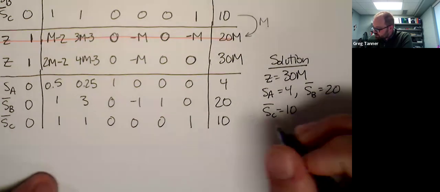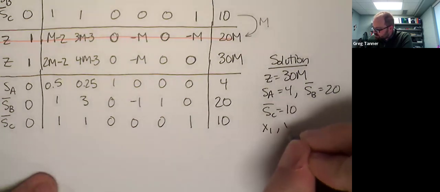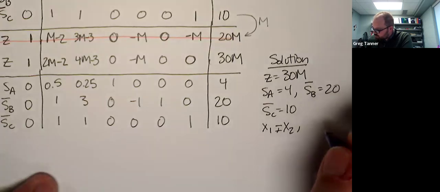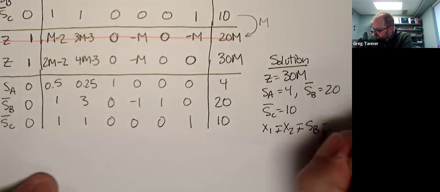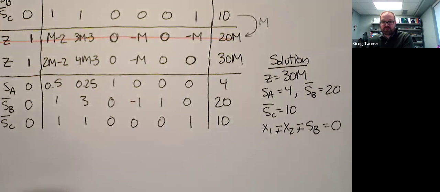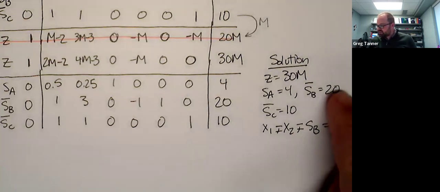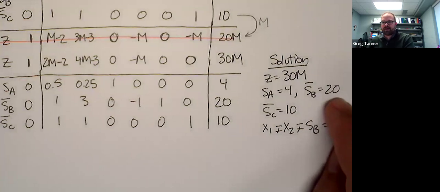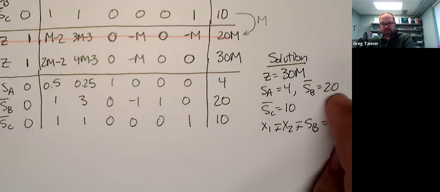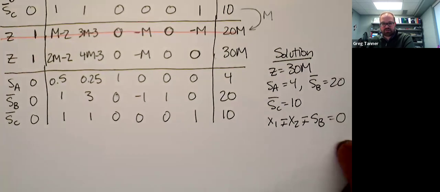Our other variables, x1, x2, and SB, are all equal to 0. And so we've got 3 non-basic variables, which are x1, x2, and SB, which is the surplus for the second constraint. There's no surplus now. SB is essentially the anti-surplus, the amount that we're short on that greater than or equal to constraint. Okay, so that's our current solution.